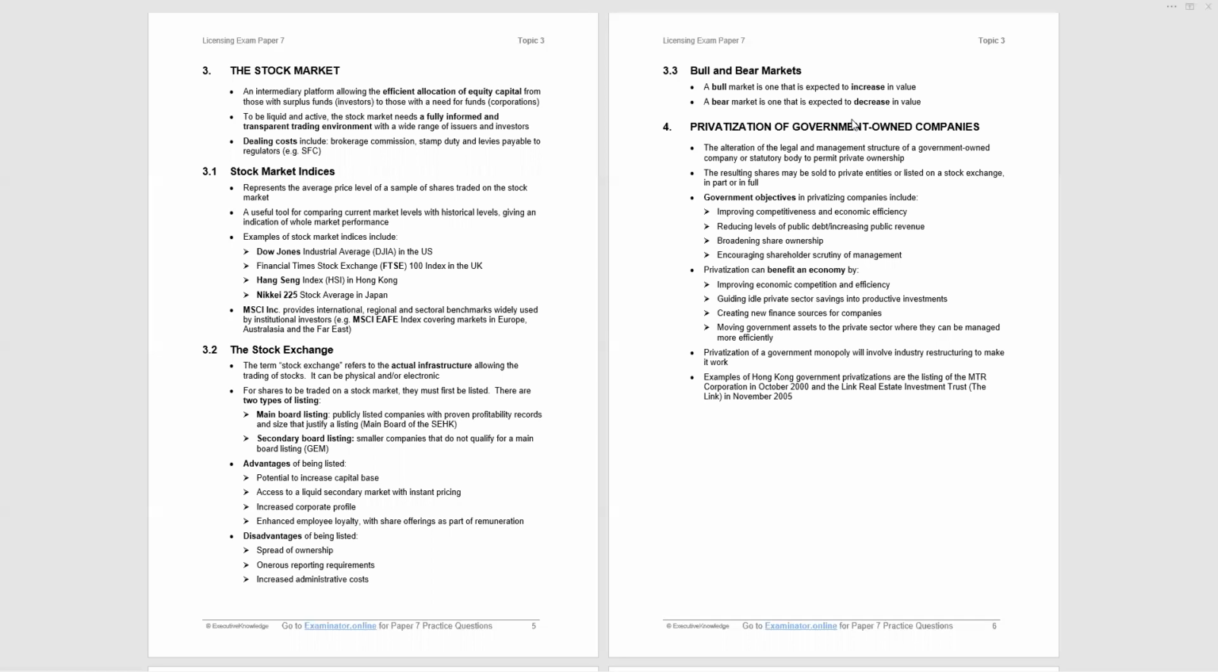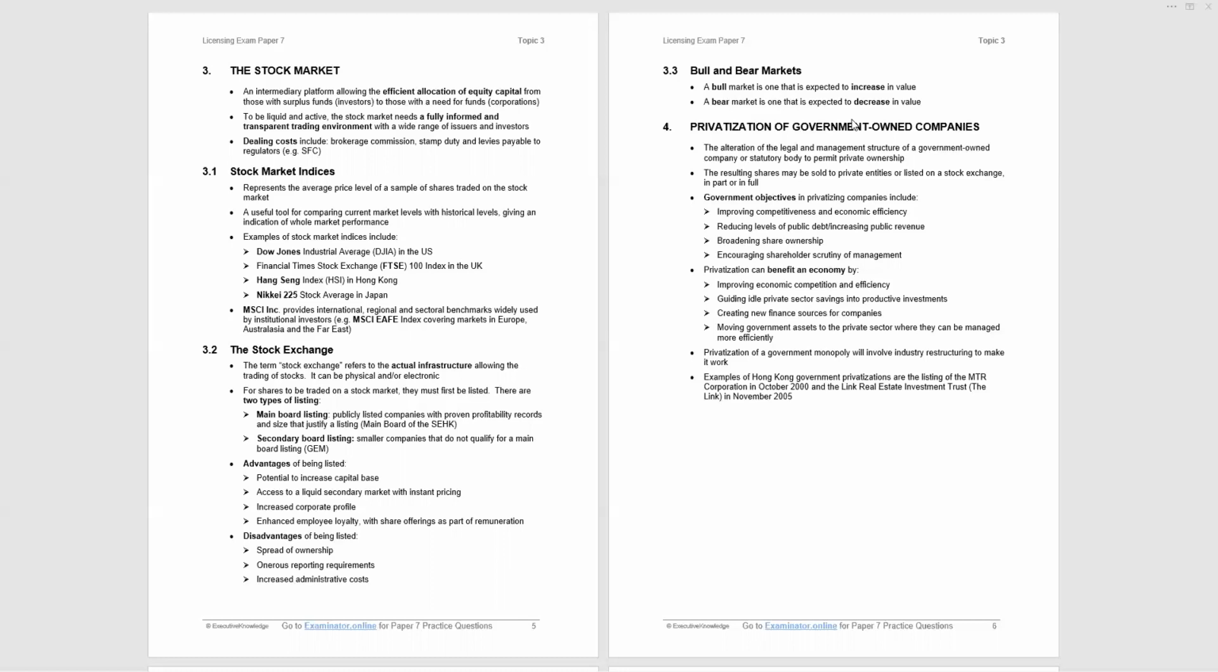Now, stock market indices represent the average price level of a stock market, and are a very useful tool for comparing market performance, historical levels, etc. Examples of stock market indices are given there: the Dow Jones Industrial Average, the FTSE, Financial Times Stock Exchange 100, Hang Seng Index, and the Nikkei 225 in Japan. And the MSCI is an international benchmark covering a number of markets and used by institutional investors.